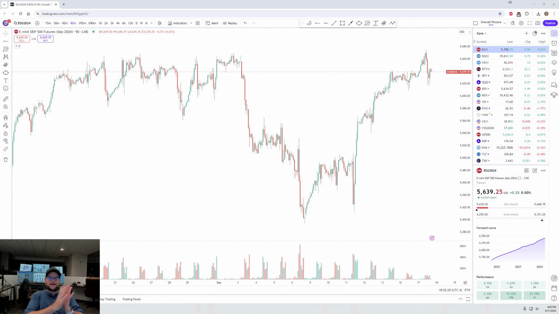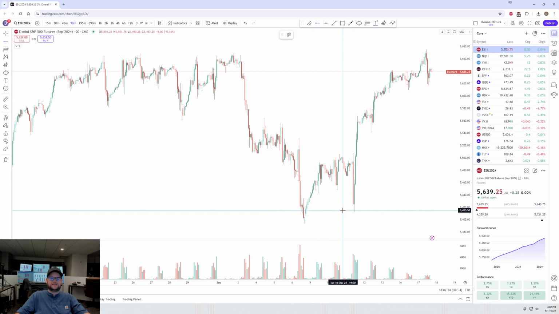So going back to last week, I talked about some key technical areas to look out for that worked very, very well. So on my chart is the September futures contract. I wanted to talk about two different pieces of context that will be yet again important going forward. Okay, so last week I talked about two different things.